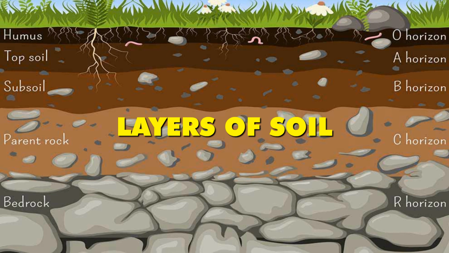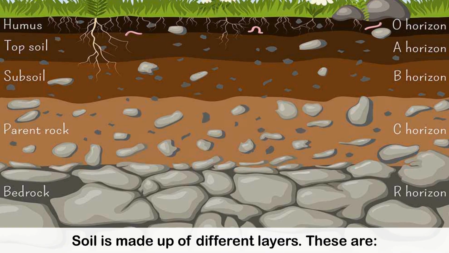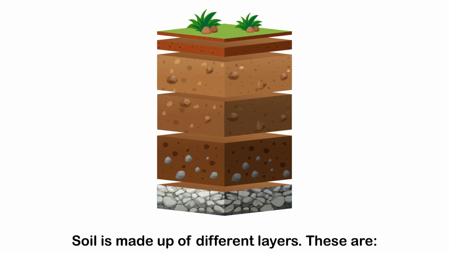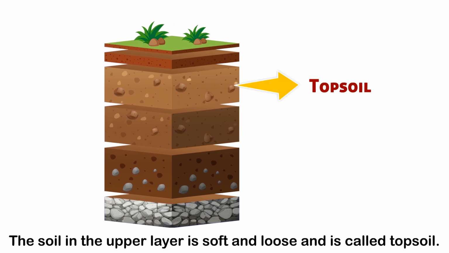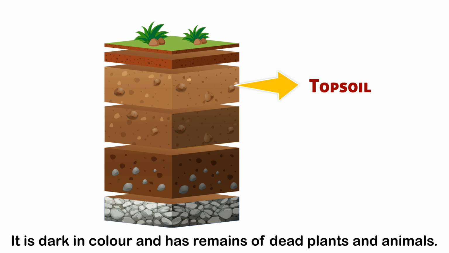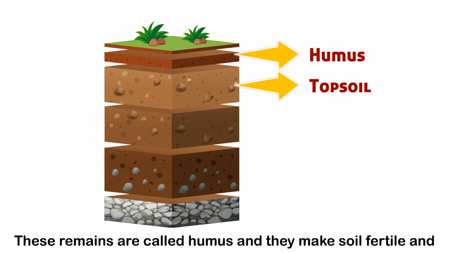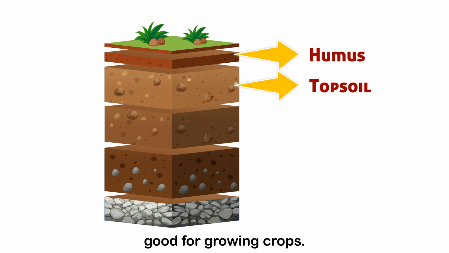Layers of soil. Soil is made up of different layers. These are topsoil. Soil in the upper layer is soft and loose and is called topsoil. It is dark in color and has remains of dead plants and animals. These remains are called humus and they make soil fertile and good for growing crops.